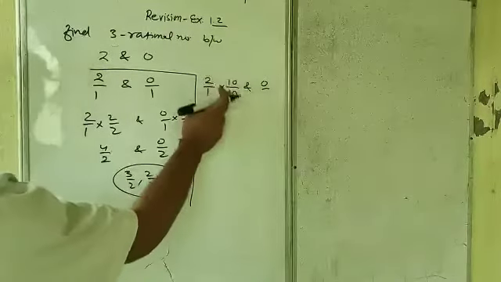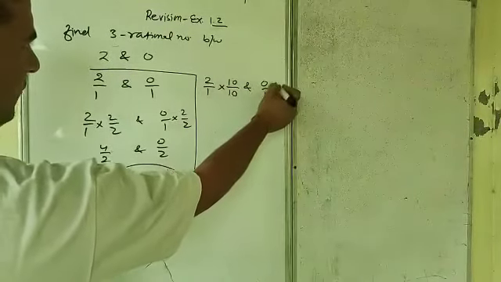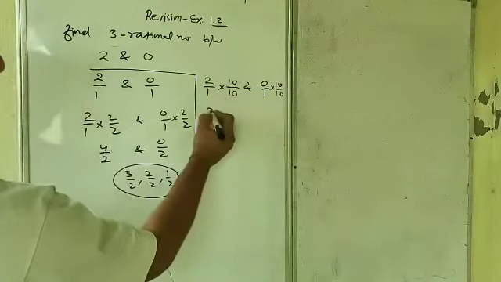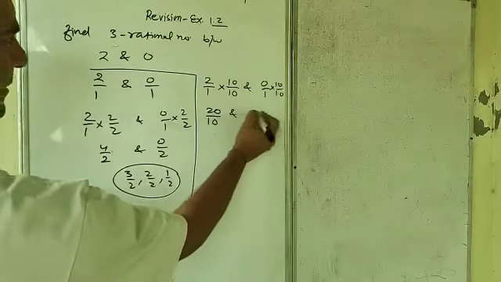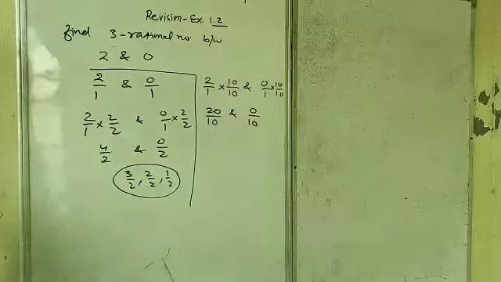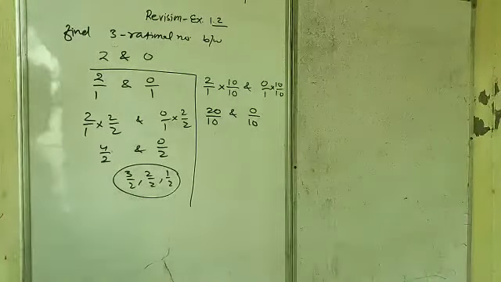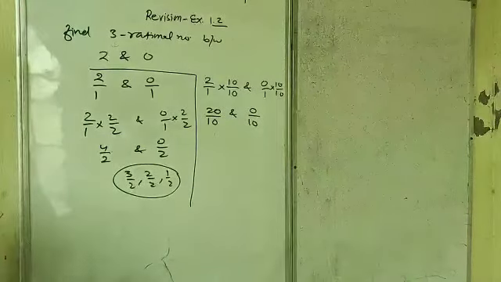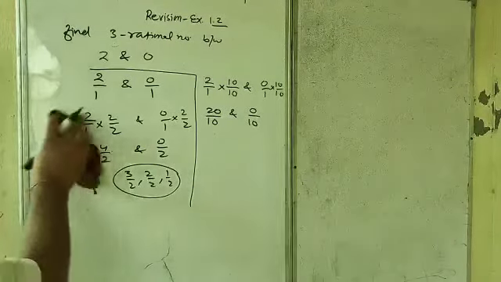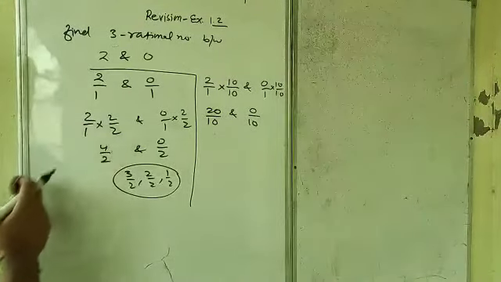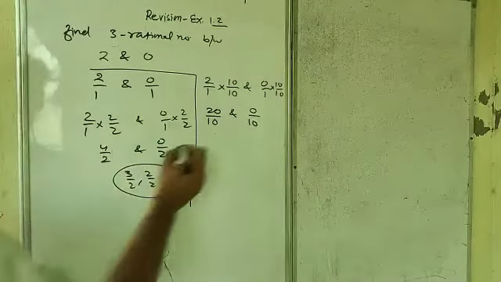Multiply both the numbers by 10, divide by 10. 0 by 1, 10 by 10. What do we get? 20 by 10 and 0 by 10. So now we can find several numbers and we can choose any three among them. Now, what is the best idea, multiplying by which number is exactly sufficient?